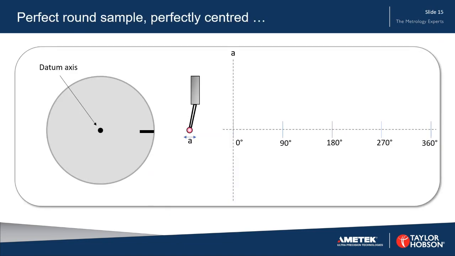This is just looking at a perfectly round sample, and it's perfectly centered. So there's no radial deviation here. The center of the part is completely coincident with the datum axis. In this case, it's the rotating spindle of the measuring instrument. And here we can see a gauge which is measuring the displacement. So we're looking at the displacement in this direction. And as we rotate the part like this, we see absolutely no change, of course, in the gauge reading.